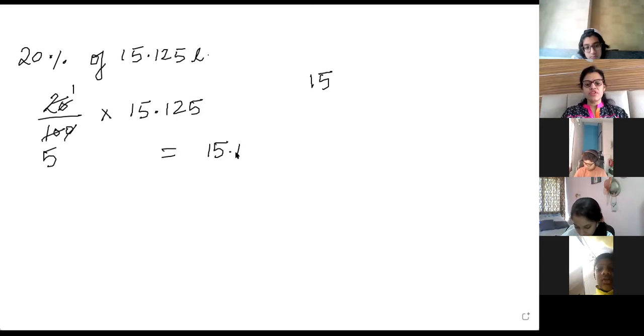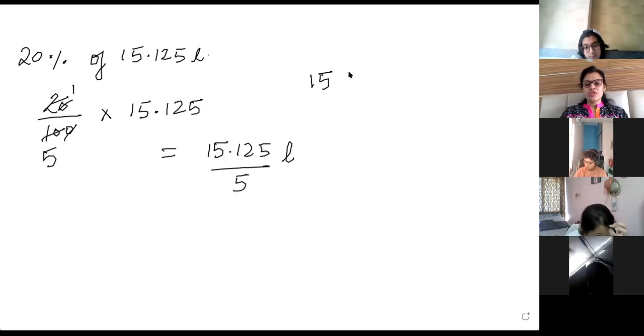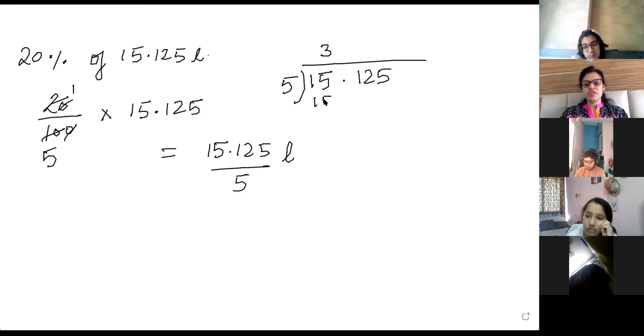Then you are getting 15.125 upon 5, you are getting, right? You are getting this? Yes, ma'am. So I'll divide it by 5. When you divide it by 5, you're getting 5 threes are 15.